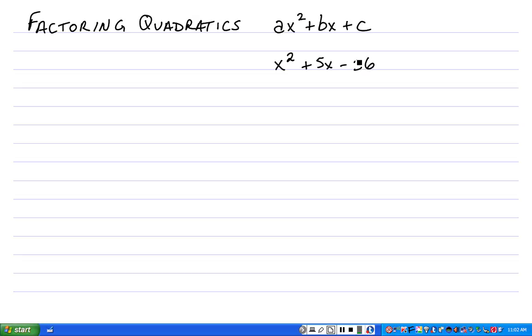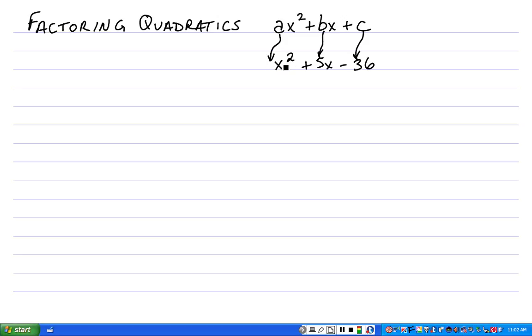36. In this case, a would be the unseen 1, that's the coefficient on this x squared, b would be the plus 5, and c would be the negative 36. Again, a is 1 right here. A is not x squared. X squared is x squared. A is the one that's understood to be the coefficient of the x squared.